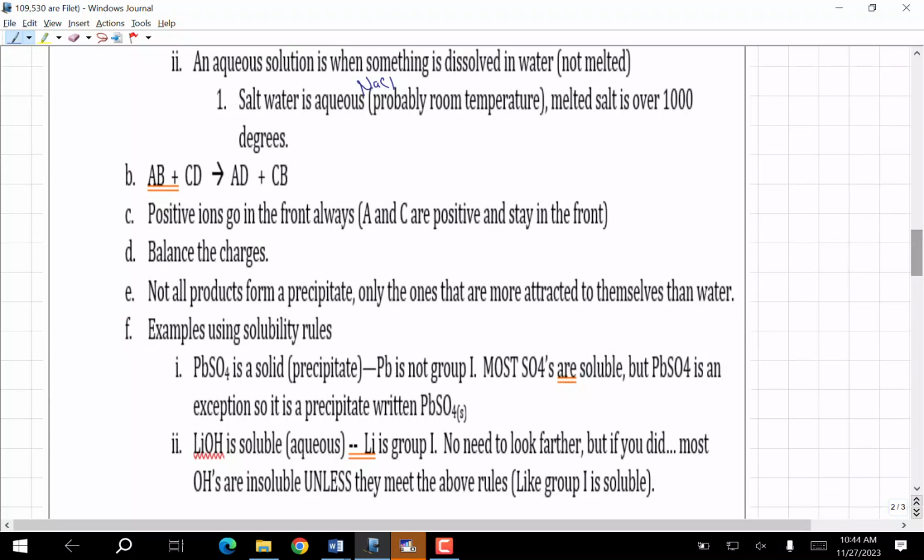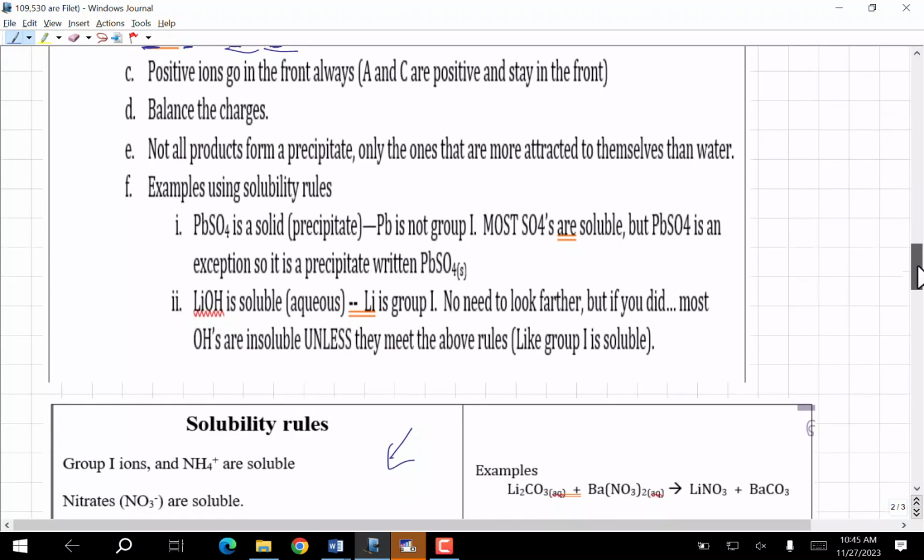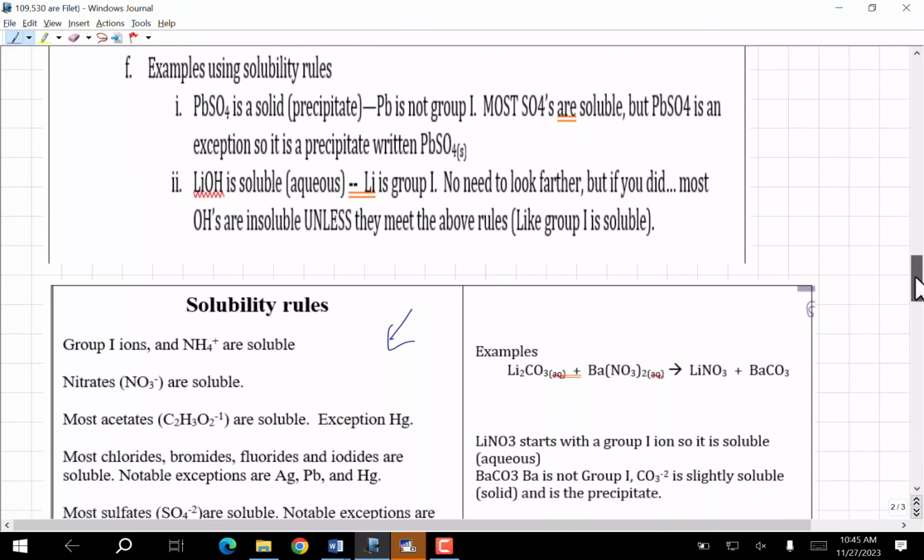So here we go. Notice, A is in the front, A is in the front, C is in the front, C is in the front. And all that happens is a switcheroo. Okay? So we have to balance the charges of our products. Not all products form precipitate, only the ones that are more attractive to themselves than water. And examples using the solubility rule.